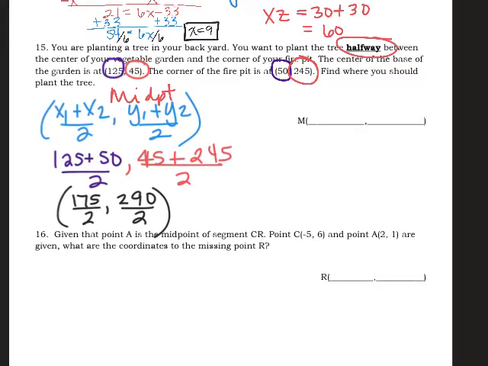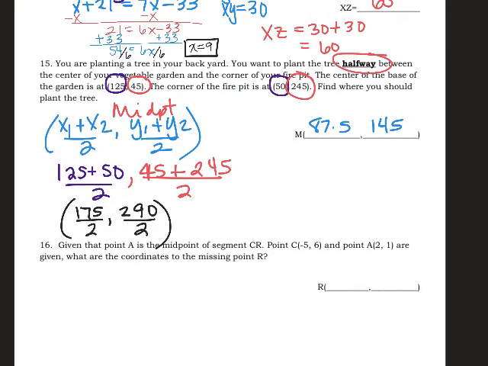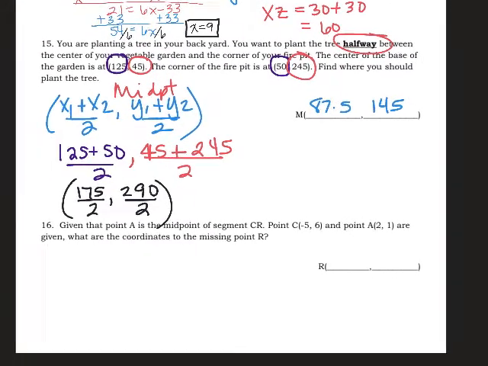All right, who would like to share their answer? Go ahead, Catherine. That's right, 87.5. And the other one? 145. 145, correct. All right, and those numbers are accurate. Okay, so when you see the word halfway, word problem, halfway, midpoint, okay?